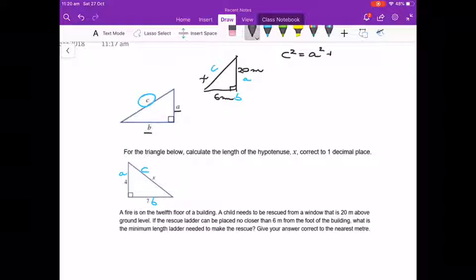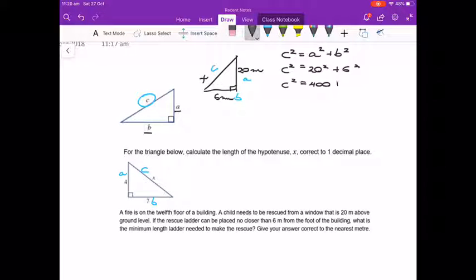C squared rule. C squared equals A squared plus B squared. We then substitute the letters for numbers. 20 squared is 400 and 6 squared is 36. We then add them together. But because I only want one C, not C squared, I square root 436 and we get 20.88 metres. But the question states it needs to be rounded to the nearest metre, which would be 21 metres. And that is how you use Pythagoras to calculate the longest side of a right angle triangle.